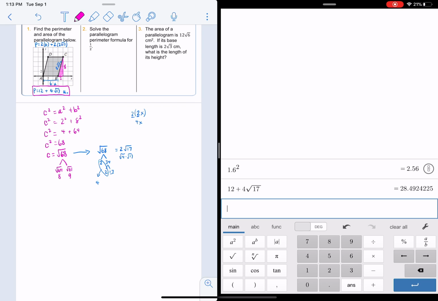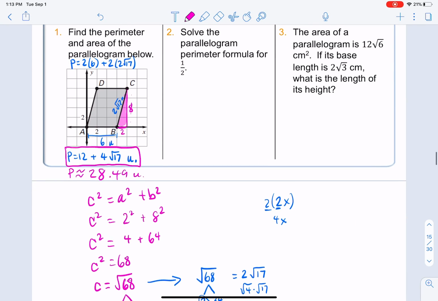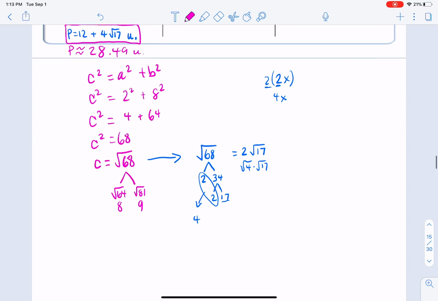But I would suggest that when you write down a problem like this, you use the little approximately equal sign. And then what is this? 28 point, I'll give 2 decimal places, 49. 28.49, still with units at the end of it. Okay, that's good enough. All right, wow, how long is this video going to be?